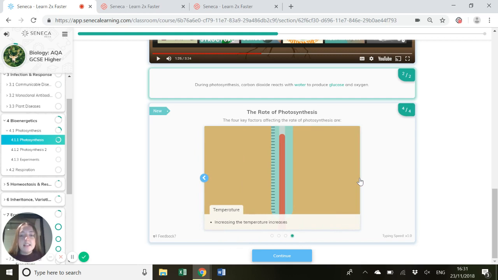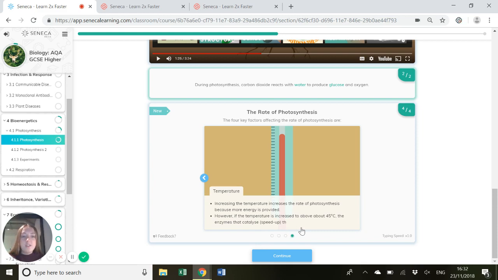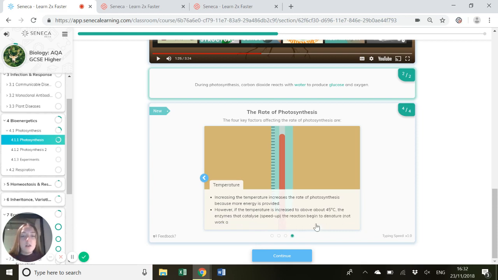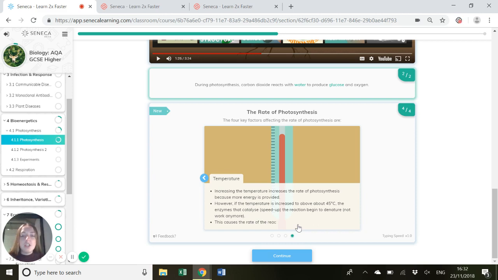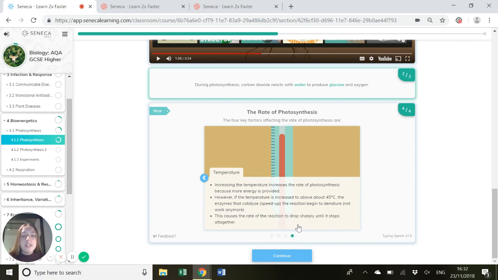And the last factor is temperature. So increasing temperature increases the rate of photosynthesis because there's more energy. But if temperature is increased above 45 degrees Celsius, the enzymes which catalyze, which means speed up the reaction, begin to denature. So denaturing is when an enzyme, which is a protein, could unravel, and so it hasn't got the correct shape anymore, so that means it can't catalyze a reaction because other things won't be able to fit in it. So this will cause the rate of reaction to drop sharply and stop. So if it gets too hot, photosynthesis can't take place.